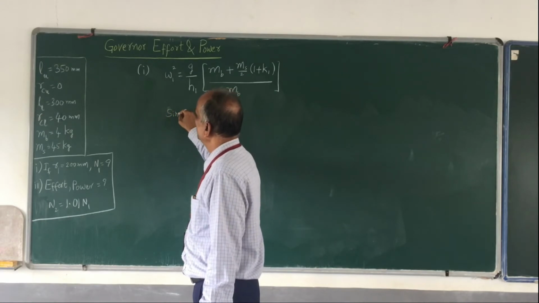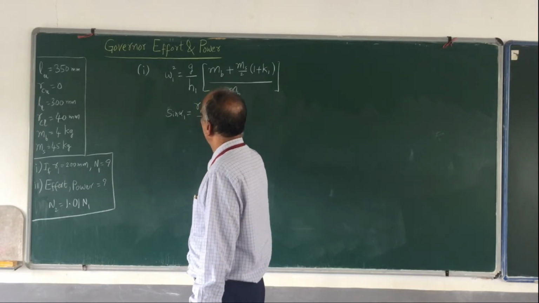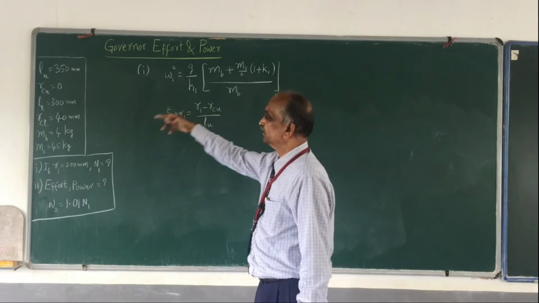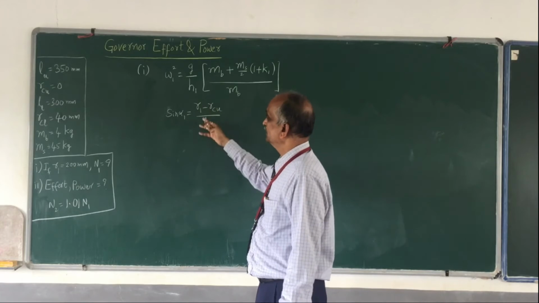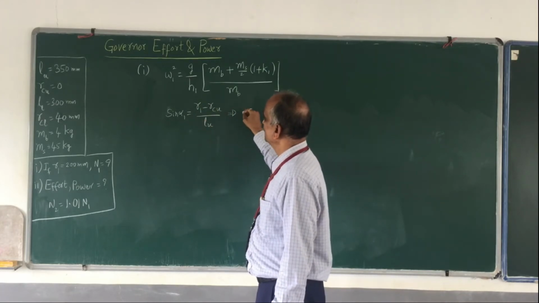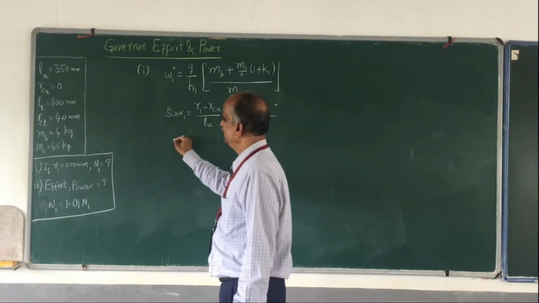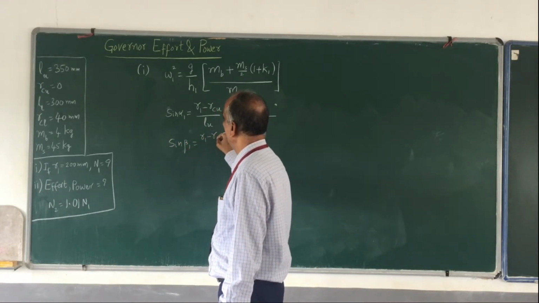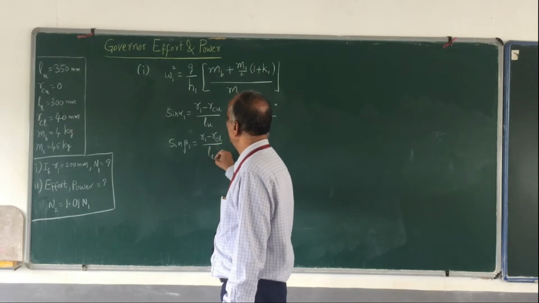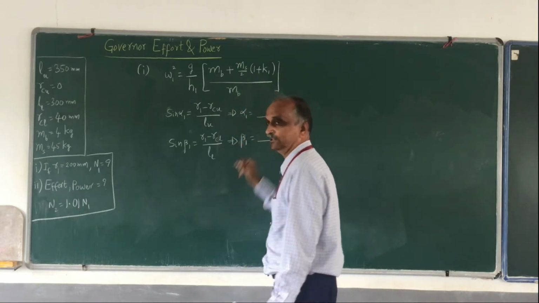So I know that sin alpha 1 is equal to (r1 minus rcu) divided by lu. You know r1 is 200 mm, rcu is 0, lu you know is 350 mm, and you can simplify. And from this, you find out the value of alpha 1, so many degrees. Similarly, what is sin beta 1? Sin beta 1 is equal to (r1 minus rcl) divided by l. So substitute the known things and find out beta 1 in degrees.